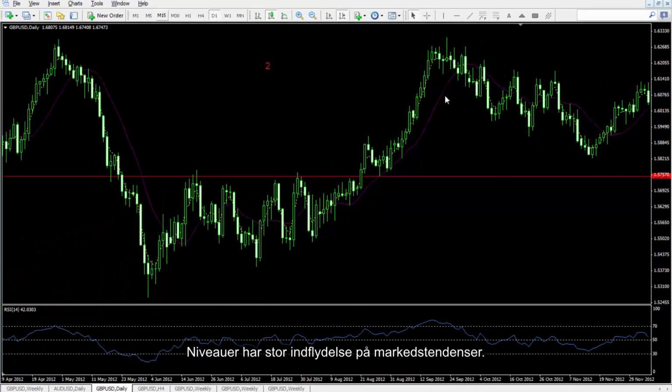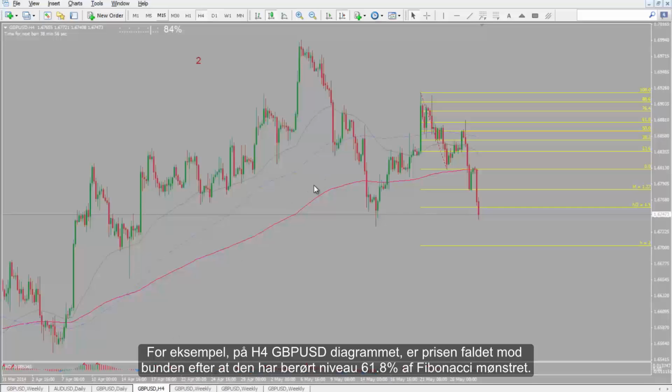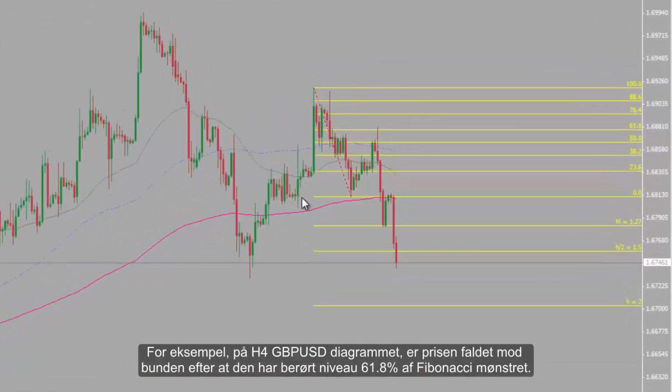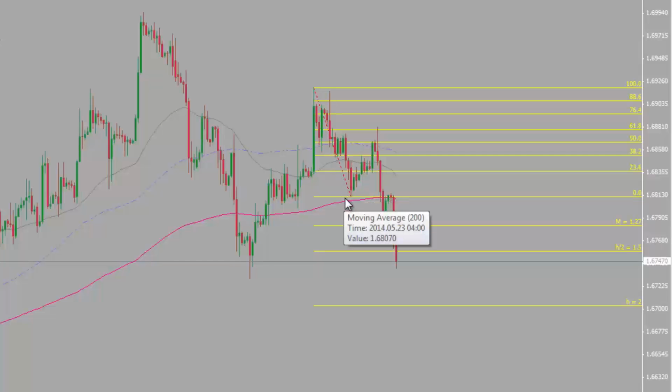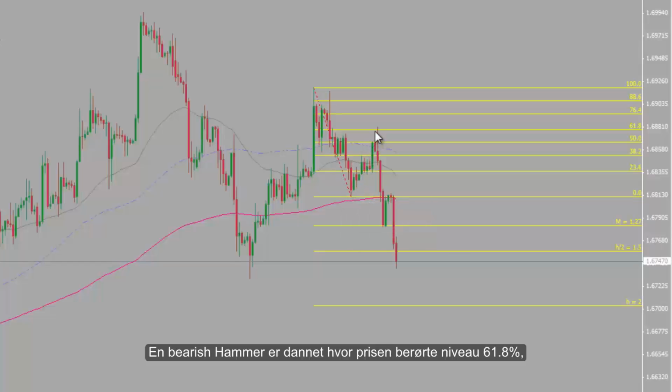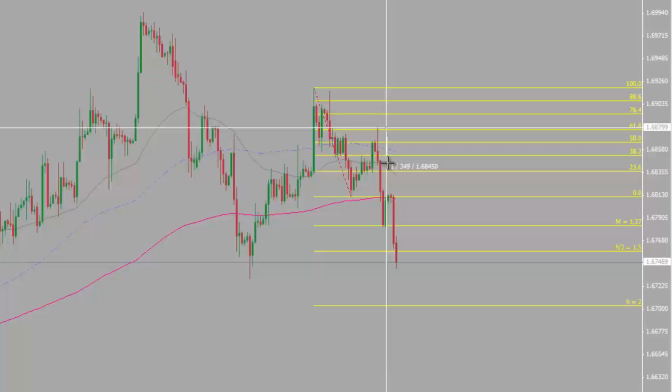Levels have considerable influence on market trends. For example, on the H4 British pound against US dollar chart, price has declined towards the bottom after it had touched the level 61.8% of a Fibonacci pattern. A bearish hammer has formed where price touched the level 61.8%. Thus, a trader could place a sell order.